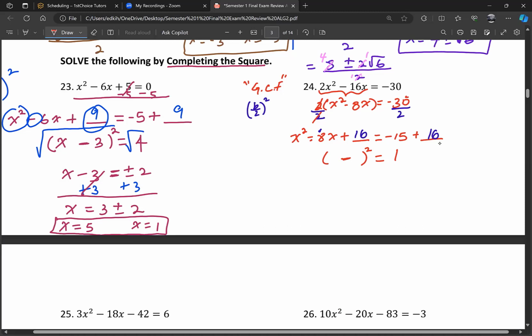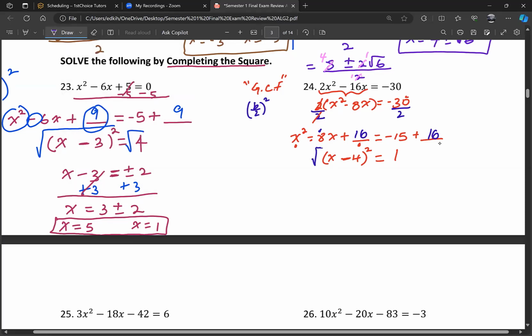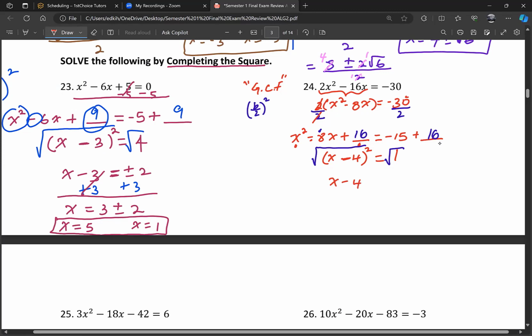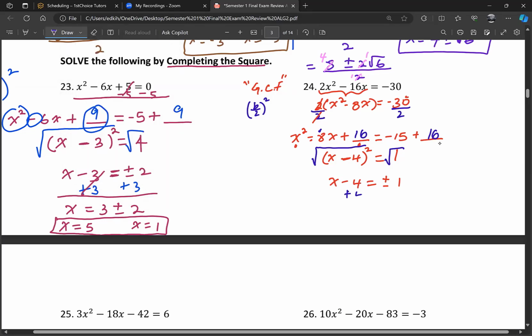And then you fill the blanks here by taking the square root of that first term and the square root of that last term. So that's going to be x, and this is going to be a 4. And then since we're solving, the next thing we need to do is take the square root of both sides. Square root like that. And now you have x minus 4 equals plus or minus 1. Last but not least, you're going to add 4 to both sides.